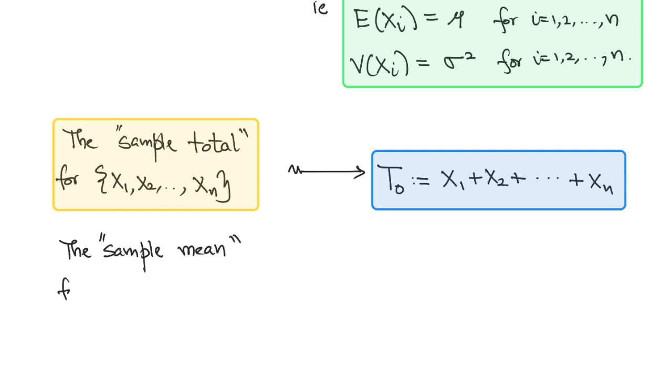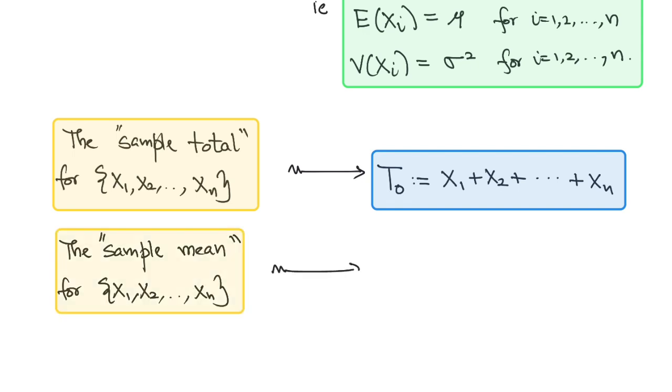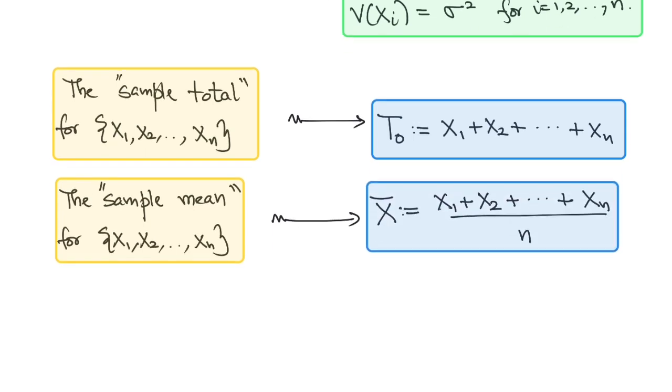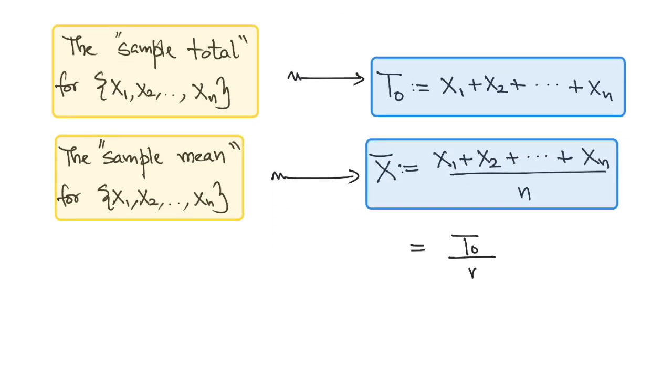The sample mean for the random sample x1 through xn is defined as x bar. This is the statistic that takes the sum of the n random variables and divides out by n. Another way to write this is the sample total divided by n.